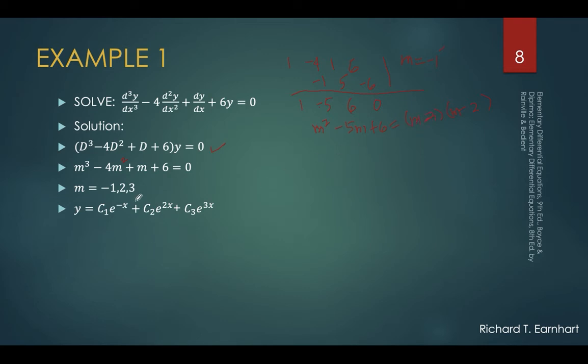So the roots are negative 1, 2, and 3. For negative 1, you have c1 e to the negative x, for 2, c2 e to the 2x, and for the root 3, you have c3 e to the 3x. The order of the terms, or your roots, is not really that important.